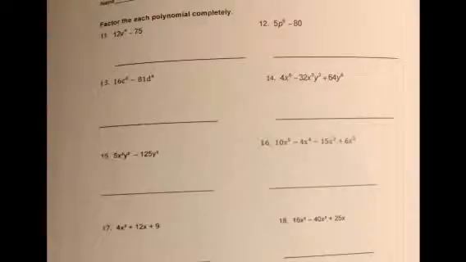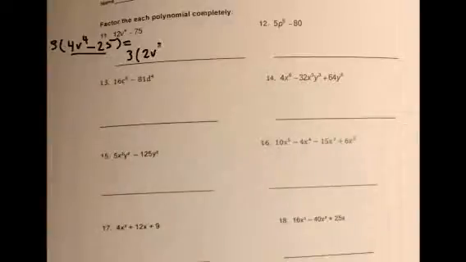So on number 11, we can factor out a 3. So that's the first thing I'm going to do. That leaves me with 4v to the fourth minus 25. And what I have left in parentheses right here is the difference of squares. So that's going to equal 3, and then 2v squared plus 5 times 2v squared minus 5.